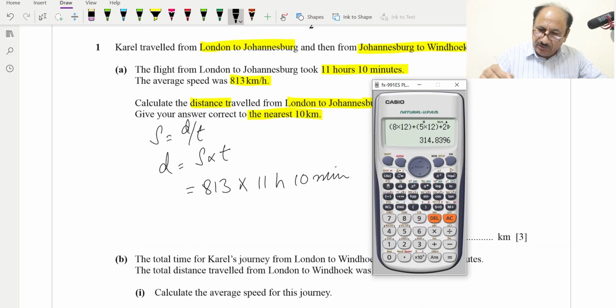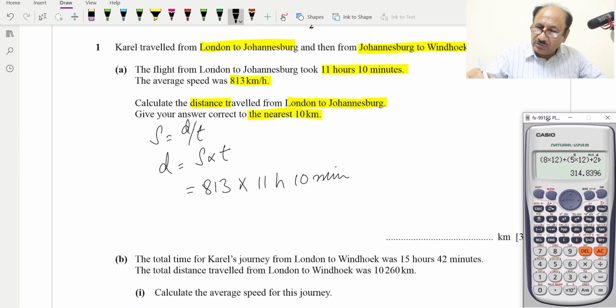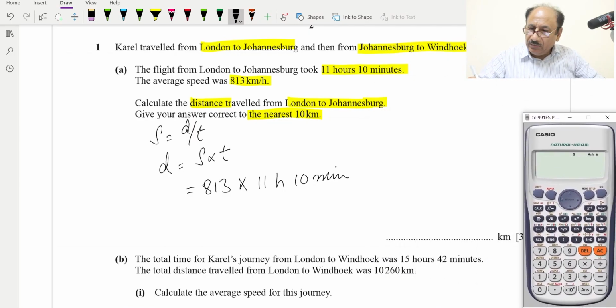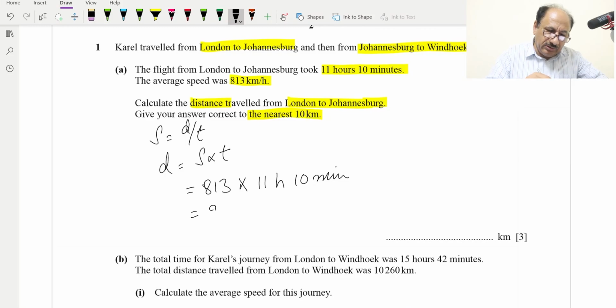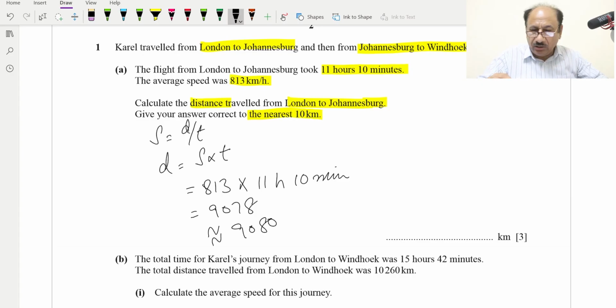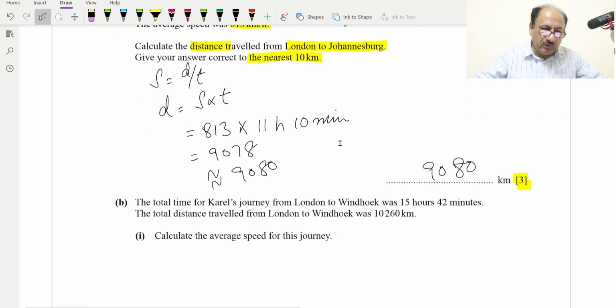Now the rest is just multiplication, and we can use the calculator for time calculations also, and this is 813 multiplied by 11 hours and 10 minutes, and this will result in this much, which we can change into decimal, 9078. So we can write here 9078, and this will be rounded to 9080, and our answer will be 9080. This is a 3 marks question, very easy, straightforward, we just have to apply the formula.